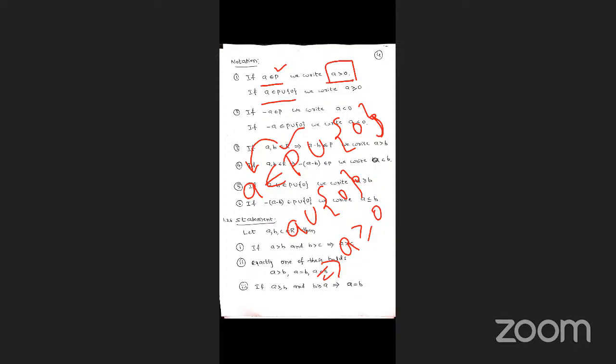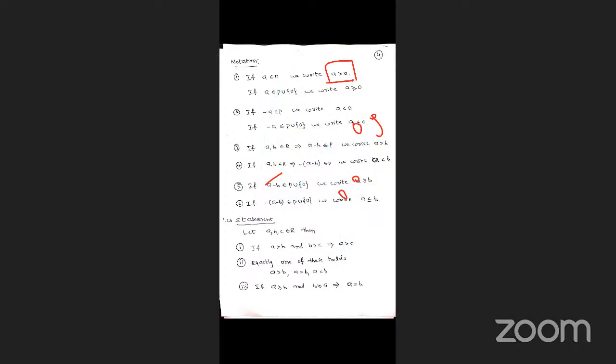Okay, next one, second notation. Minus A belongs to P. Minus A belongs to P means here P is the strictly negative real number set. We are taking one number minus A. It is a negative number. Therefore, A less than 0.